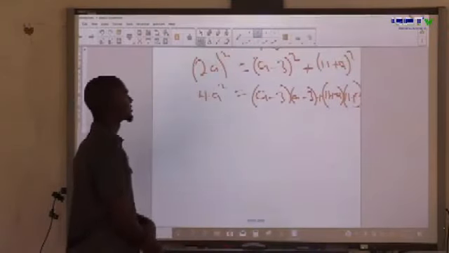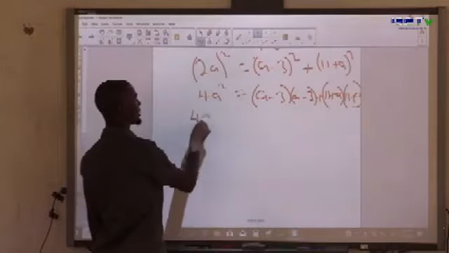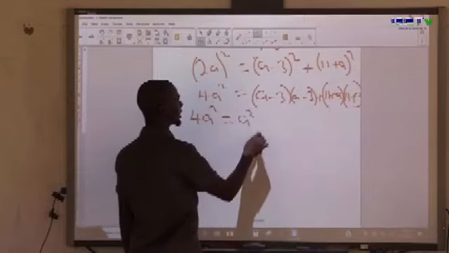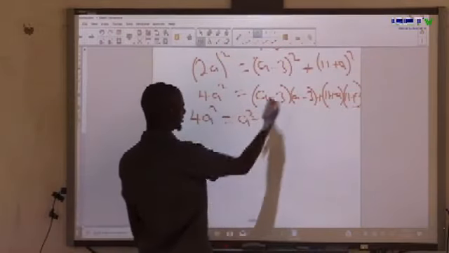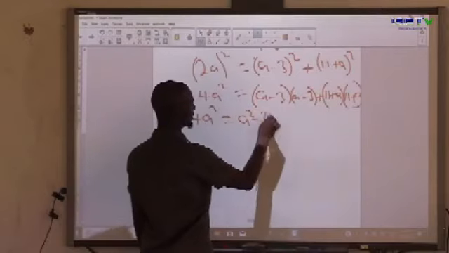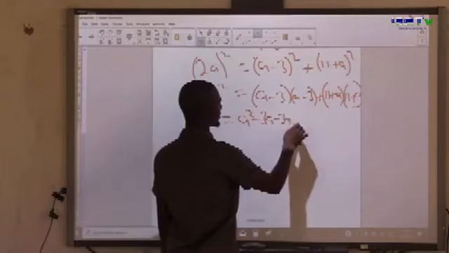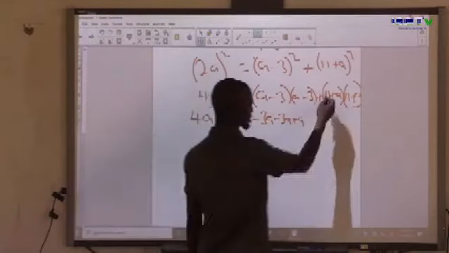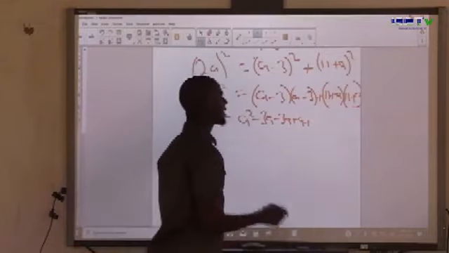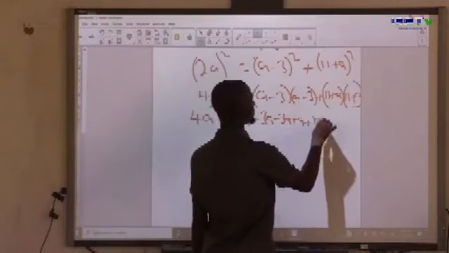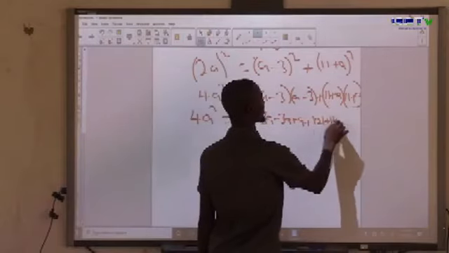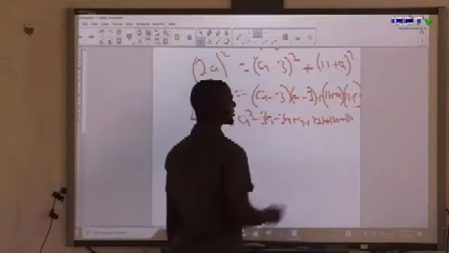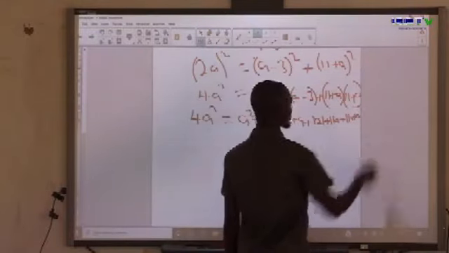So you expand this. If you expand, you will have 4A square is equals to A times A, that is A square, minus 3 times A is minus 3A, A times minus 3 is minus 3A, minus 3 times minus 3 is plus 9. You expand this, plus 11 times 11 is 121, plus 11A, because 11 times A is 11A, then you have 11 times A is 11A, then you plus A square.